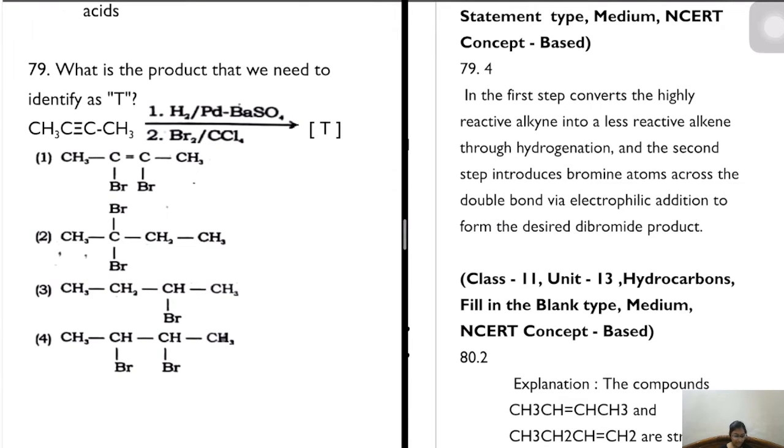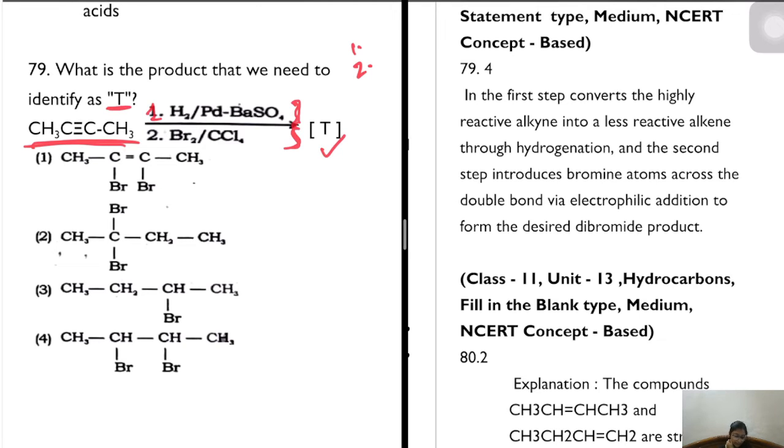What is the product that we need to identify as T? This is the alkyne given to us. These are the reagents. When we have 1 and 2, this is the order in which the reagents are attacking. So first the product from 1 will be found, and then from 2, and then we'll report the final product from 2. That will be T.